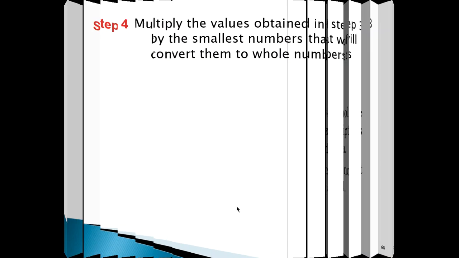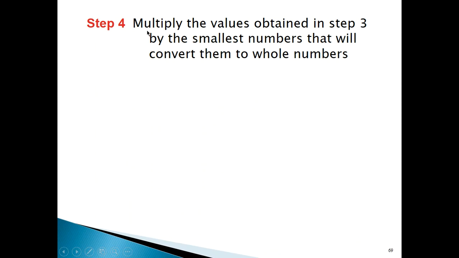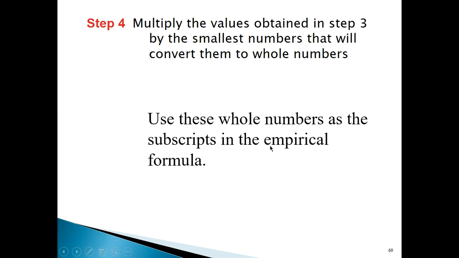If the numbers obtained are not whole numbers, then we have to move on to the fourth step. And in the fourth step, this is sort of like a trial and error situation, where you're going to multiply the values obtained in step 3 by the smallest numbers that will convert them into whole numbers. And therefore, when you get those whole numbers, then those whole numbers will be used as subscripts in the empirical formula.